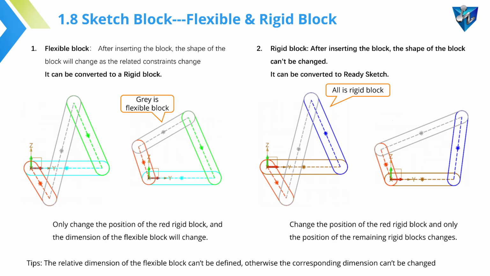So what's the difference between the flexible and the rigid block? What is the flexible block? When we insert a block into another sketch, the shape of the block will change as the related constraints change. As you can see in these pictures, the gray one is a flexible block. So when we drag other entities, the size of the block will change. For this case, when we move the position of the red rigid block, the dimensions of the flexible block will be changed. But for the rigid block, after we insert it combined with other entities, the shape of the block cannot be changed.